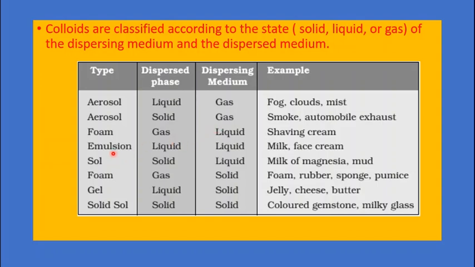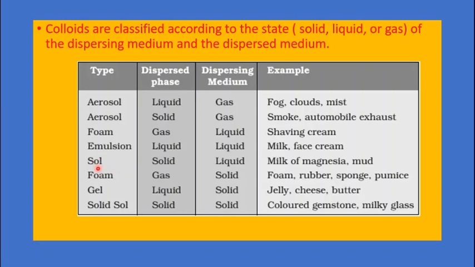Emulsion. You must have heard about emulsion paint, which is used for painting houses, or milk, or face cream like Nivea and Pond's. These are all emulsions. In an emulsion, liquid is the dispersed phase and it is dispersed in the dispersing medium, which is also liquid. Examples: milk and face cream.